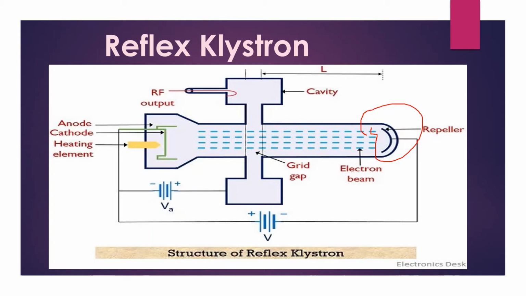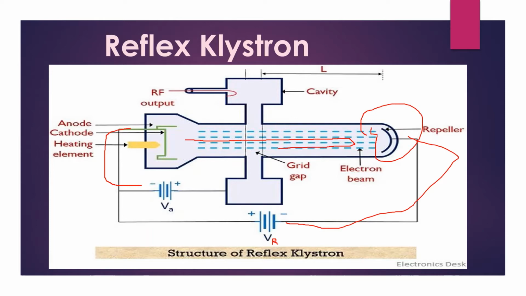Now, what you can see is the electron gun assembly is connected to the negative potential of the anode voltage. Similarly, the repeller electrode is connected to the negative potential of a repeller voltage. We call these V and VR. This is VR, repeller voltage. So what happens is electrons will be emitted. They are negatively charged. These electrons will move towards the repeller, and as the repeller is also connected to the negative potential, they will return back to the cavity.